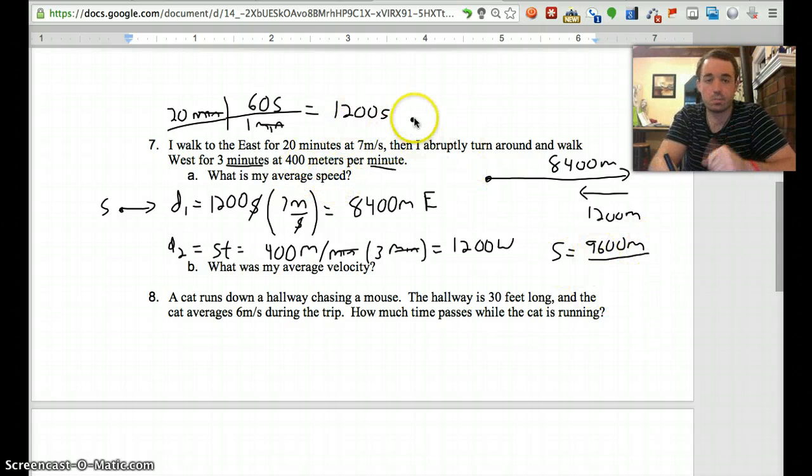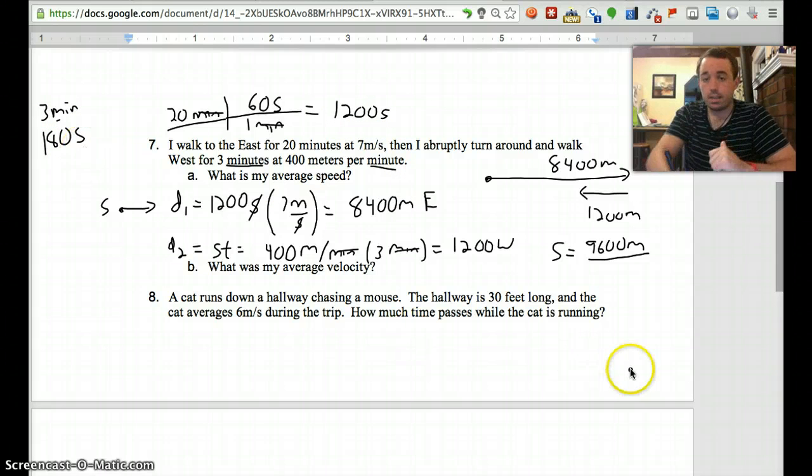Just meters per second is more what we're used to. So I do have to do one conversion here. If I wanted to do it in minutes, I could just divide by 23 and have meters per minute. It doesn't say I have to put it in one or the other, so that would be fine. But I'm going to do it in seconds just because I like seconds. So 3 minutes, I know right off the top of my head, is 180 seconds. So I had 1,200 seconds and 180 seconds. That's 1,380.